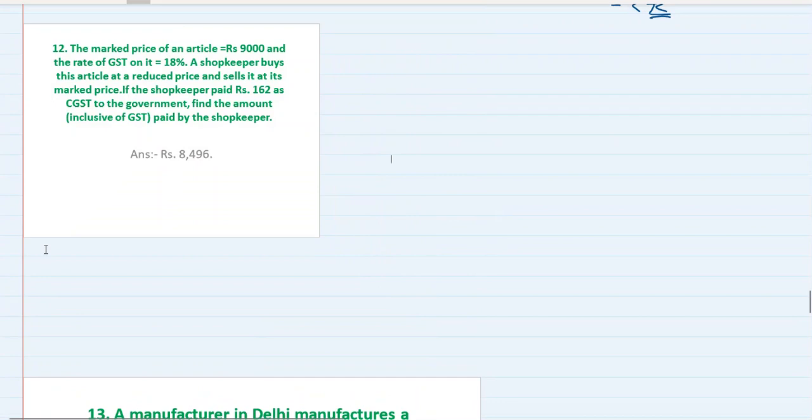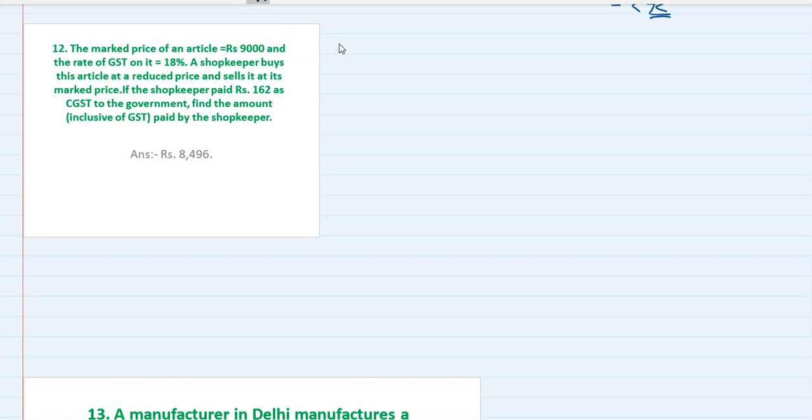The marked price of an article is rupees 9,000 and the rate of GST on it is 18%. A shopkeeper buys this article at a reduced price and sells it at its marked price. Okay, so the shopkeeper is buying this article from some wholesaler maybe, at a price which is lower than 9,000, reduced price, and sells it at 9,000. If the shopkeeper paid rupees 162 as CGST to the government, find the amount inclusive of GST paid by the shopkeeper. Okay, good question actually.